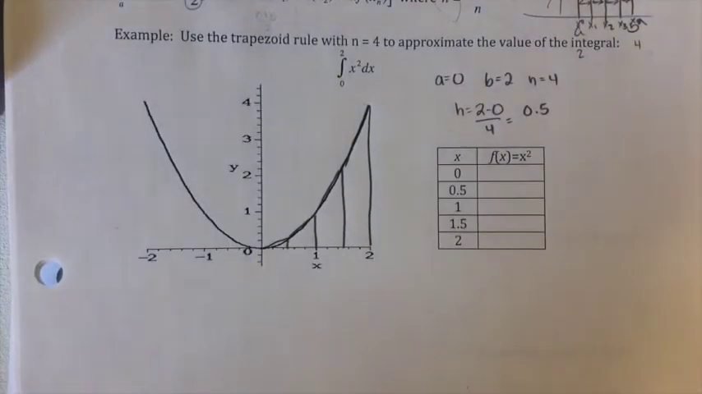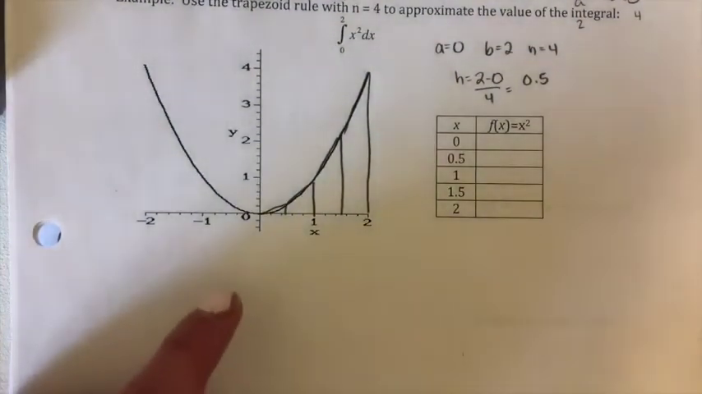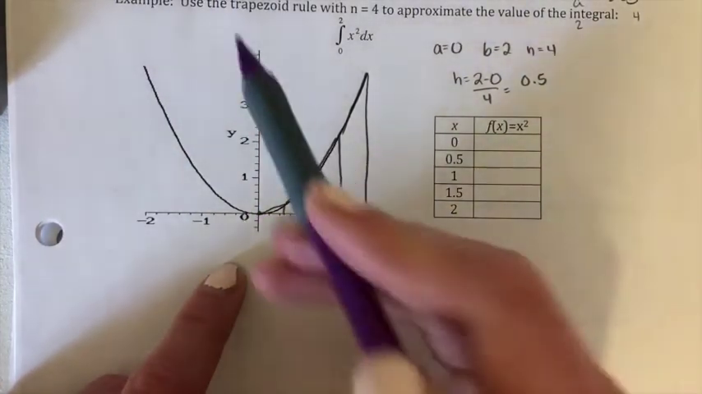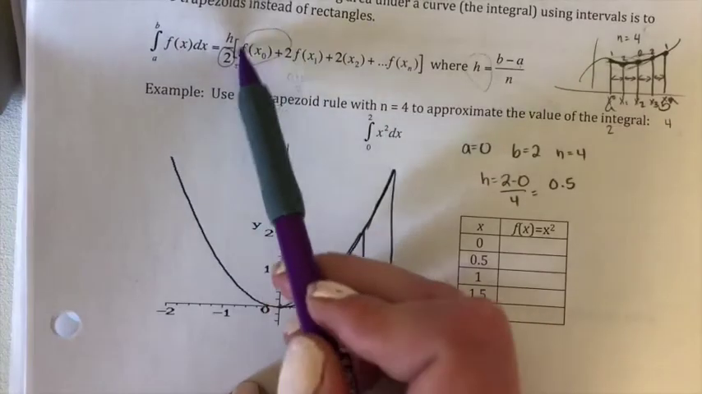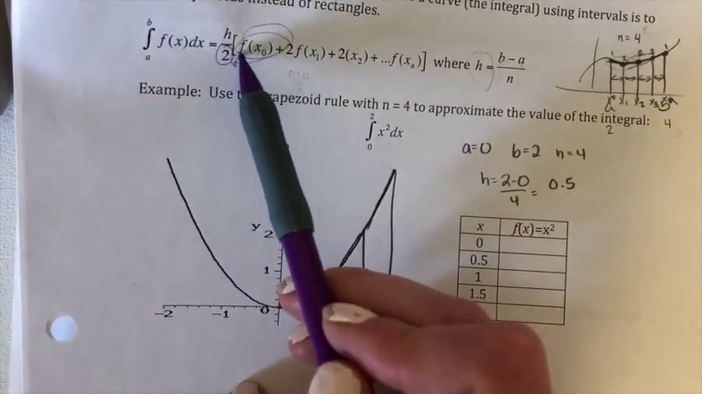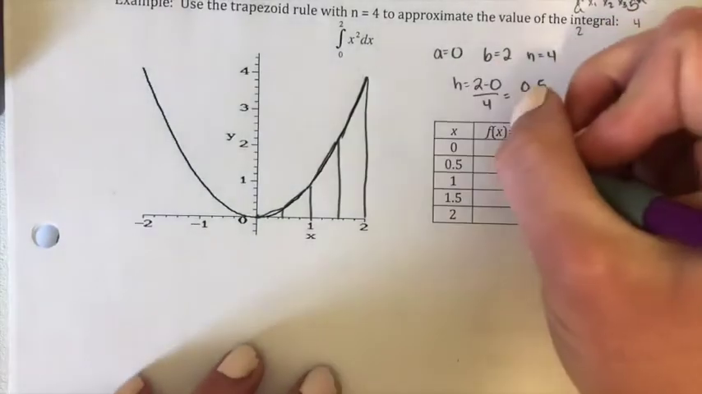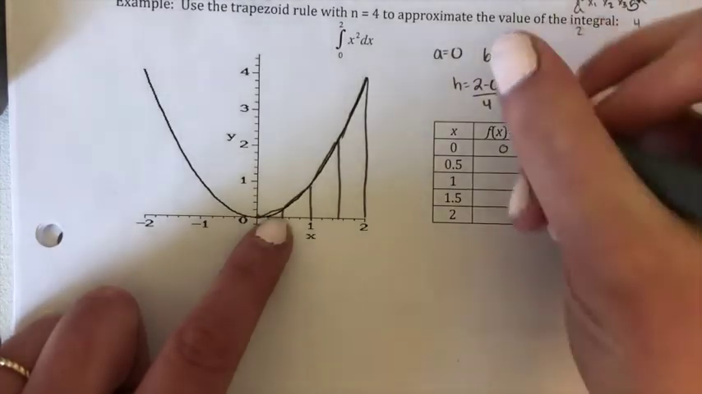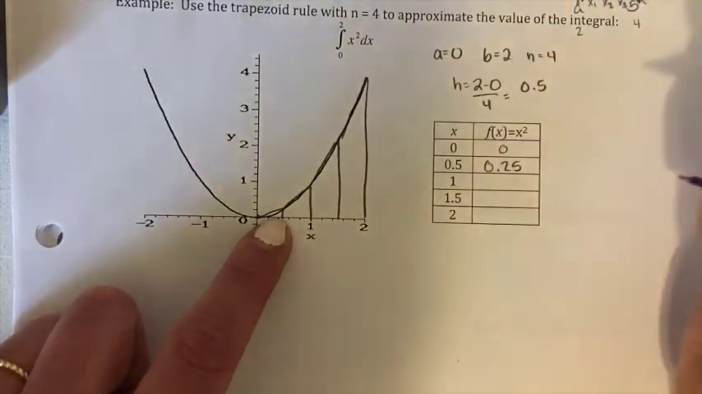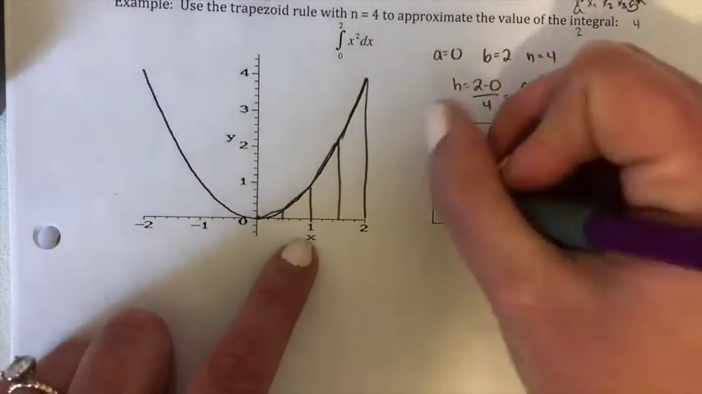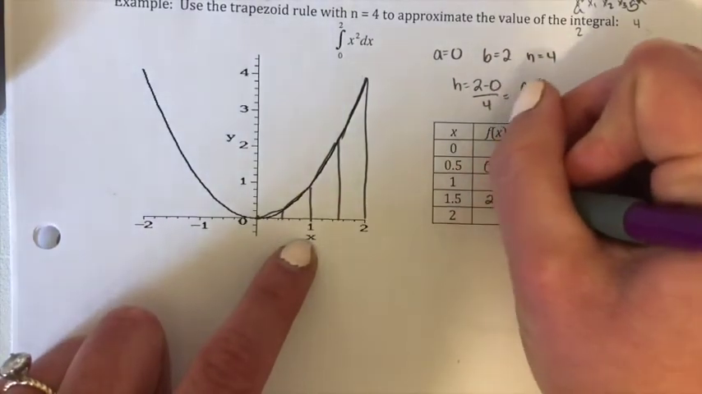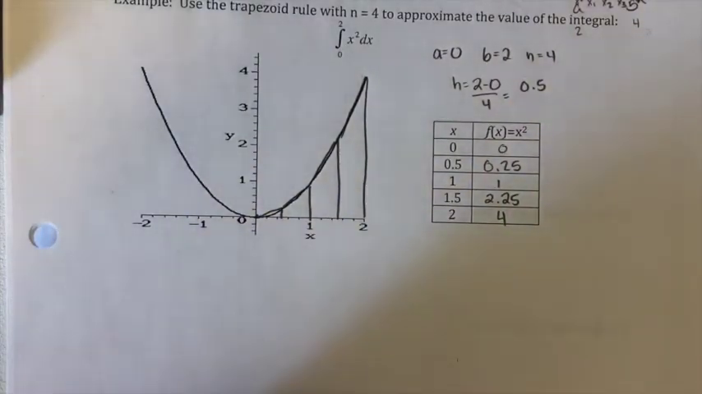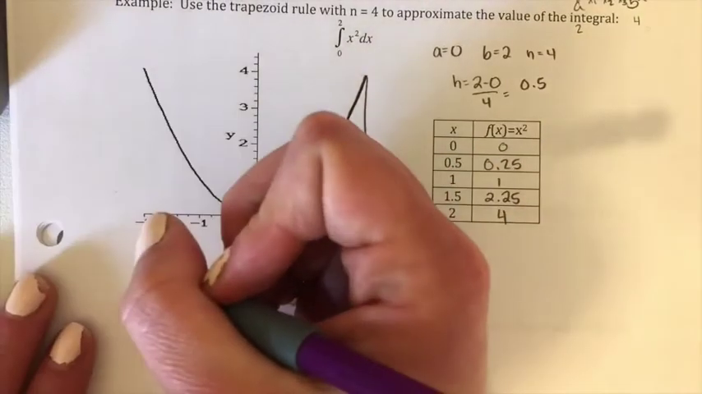Okay, so we need to do the value of the function here, right? So this is the value of the function. We're plugging in that first x value. So the value of the function at 0 is 0. The value of the function at 0.5 is 0.25. Value of the function at 1 is 1. The value of the function at 1.5 is 2.25. And then the value of the function at 2 is 4.